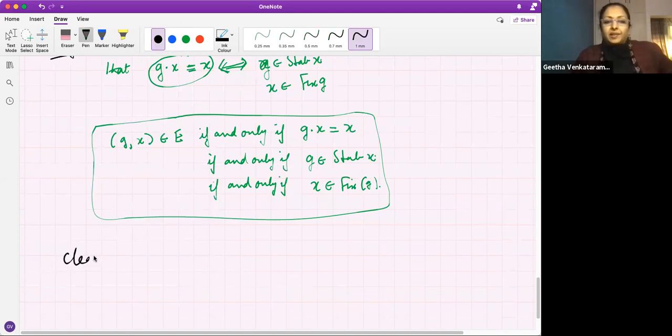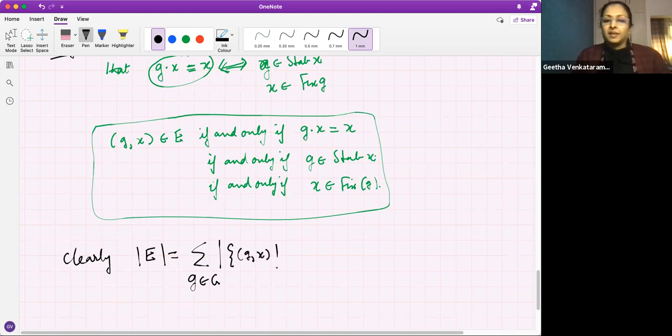Clearly, the order of E is going to be equal to the summation over g belonging to G of the number of elements of the set (g, x) such that g dot x equals x. Okay.